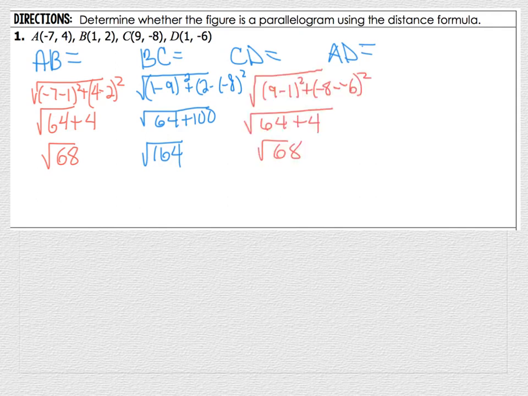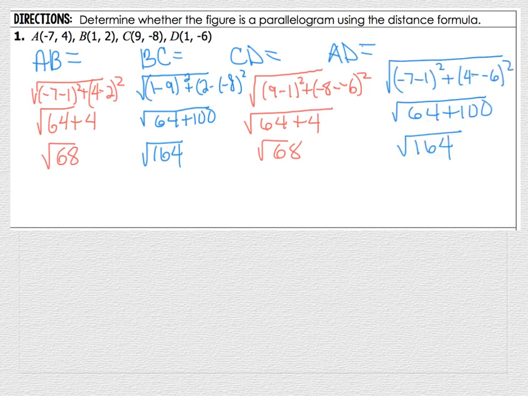After using the distance formula, we get the square root of 68. Last but not least, we get the square root of 164. Clearly, we can see that we have 2 sides that are equal to each other. So what can we say? We could say, yes, this is a parallelogram.